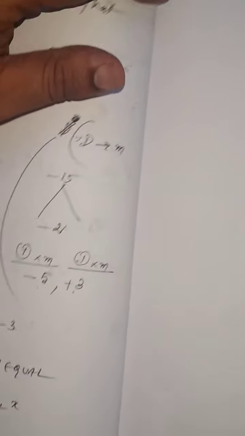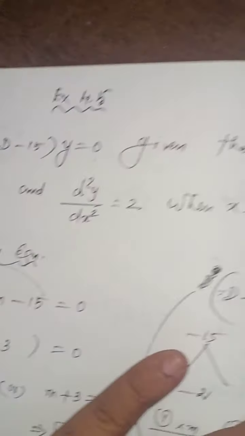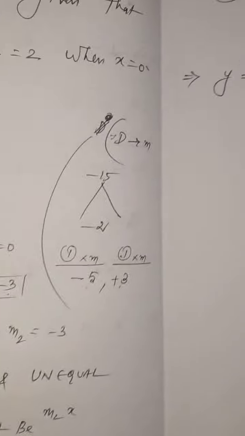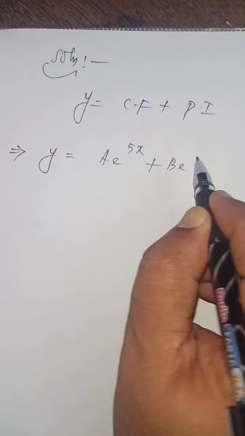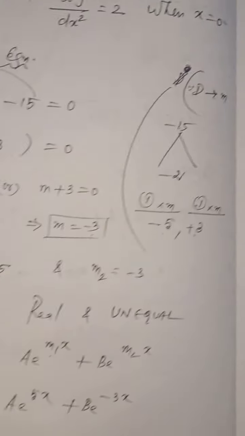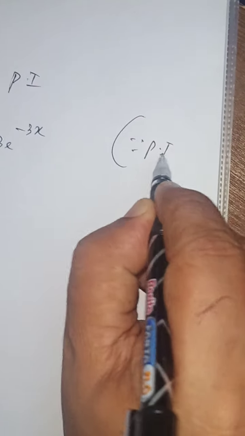After getting the CF and PI, you have to write the solution. Which one is common? y. So y equals complementary function plus particular integral. Which implies y equals a into e power 5x plus b into e power minus 3x plus PI. PI equals 0, so you need not put PI here. You just write the reason only, PI equals 0.